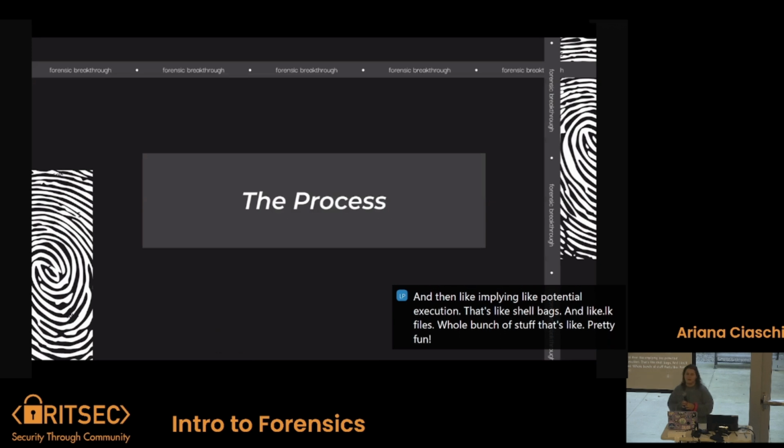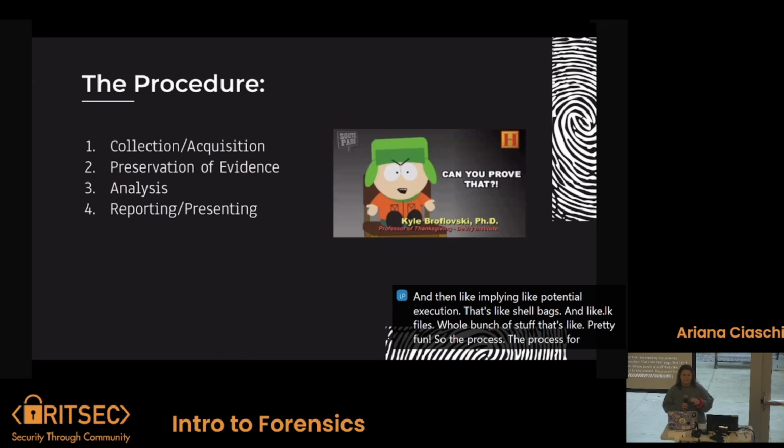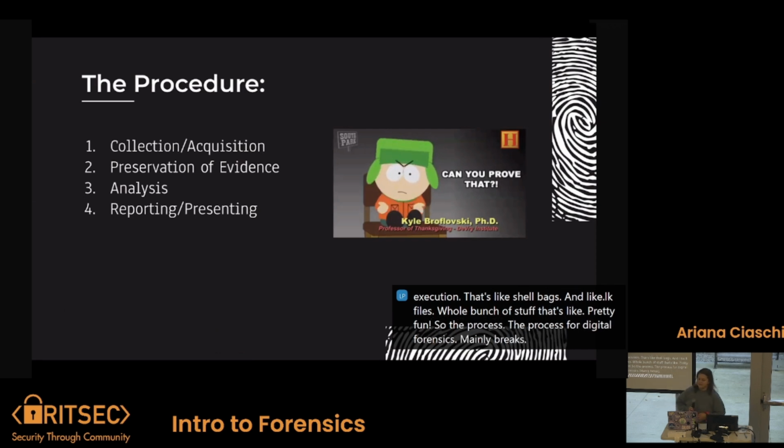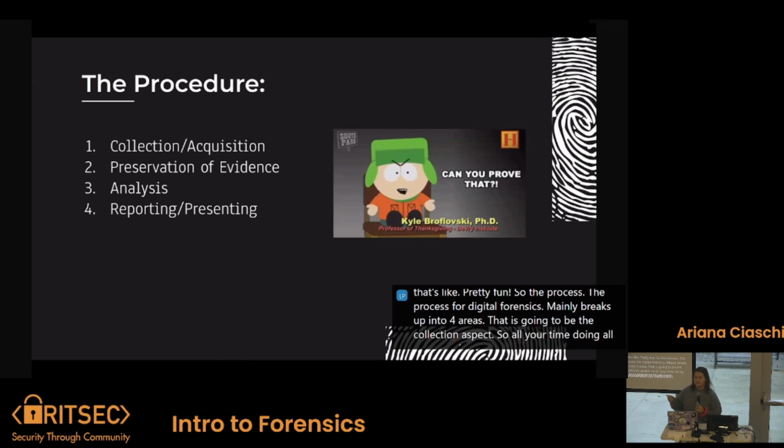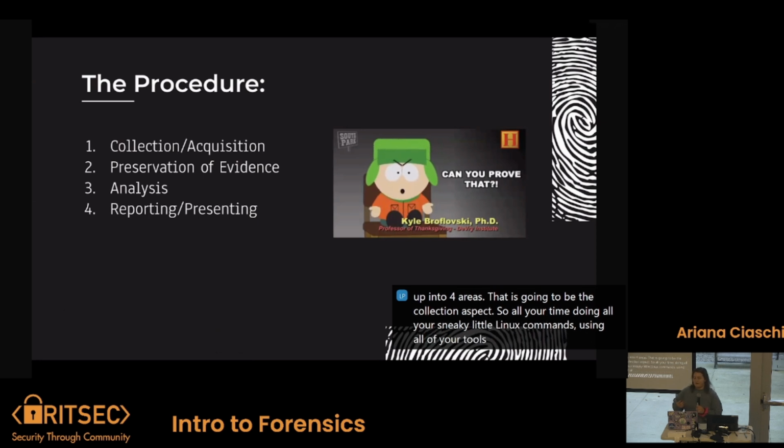So the process. The process for digital forensics mainly breaks up into 4 areas. That is going to be the collection aspect, so all your time doing all your sneaky little Linux commands, using all of your tools, and trying to find as much evidence as you can to use against somebody.